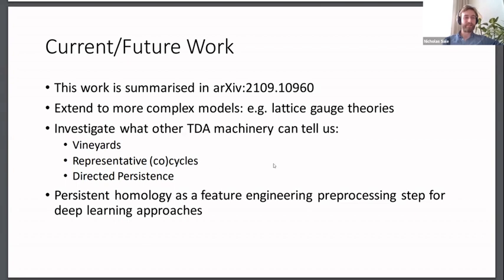We could also look at representative cycles. Given a point in the persistence diagram, we can try and localize exactly which bit of the configuration it's talking about. And there's a whole wealth of techniques and tools that are being actively developed in TDA. Then it seems an obvious step would be to take this persistence image, this fixed size vector describing the topological defects in our configurations, as a pre-processing step for an approach based on deep learning that could be used instead of or alongside the configurations.